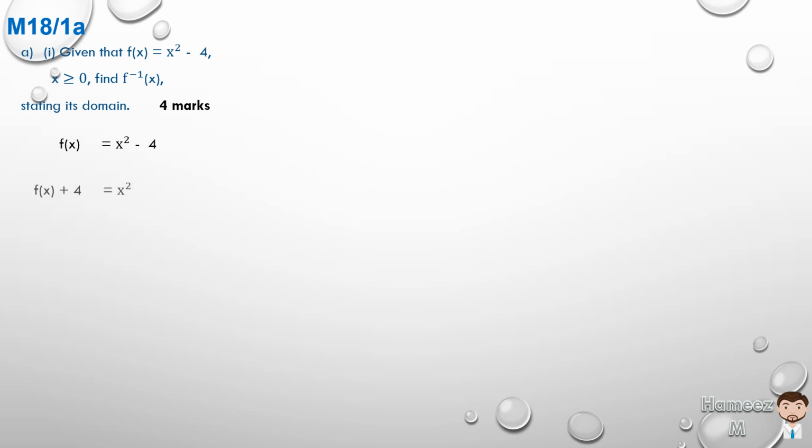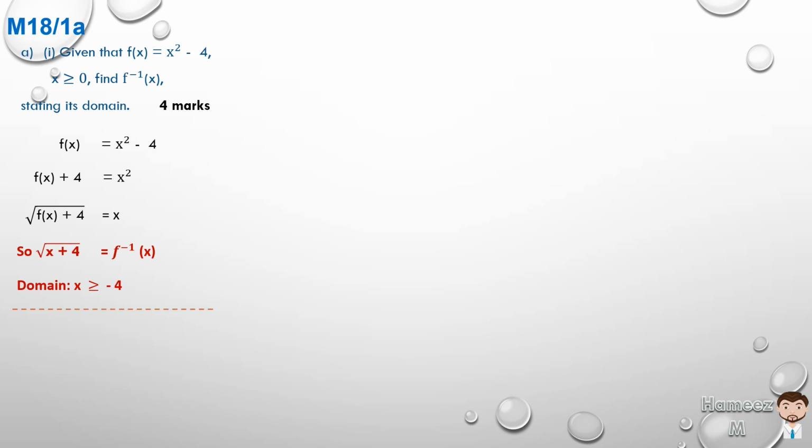So f of x plus 4 is equal to x squared. So x is the square root of f of x plus 4. And let's replace x by f inverse x, and let's replace f of x by x. The square root of x plus 4 is equal to f inverse x. And the domain, which are the x values, will be where x is greater than or equal to minus 4. Because if the x value is less than minus 4, then that would work out to be negative, and we cannot get the square root of a negative number at this Add Maths level.